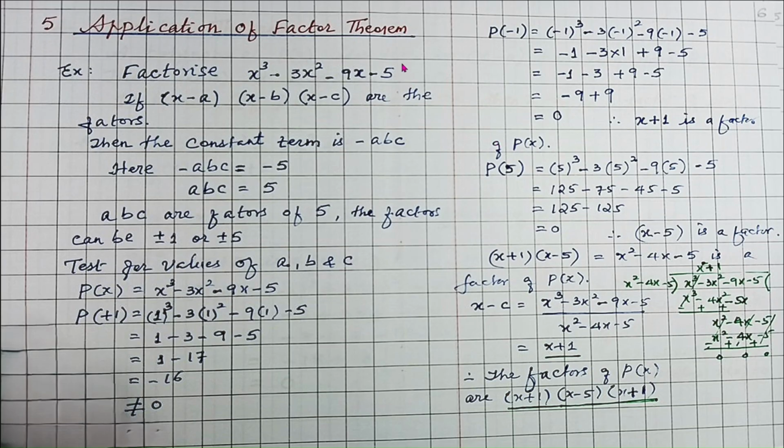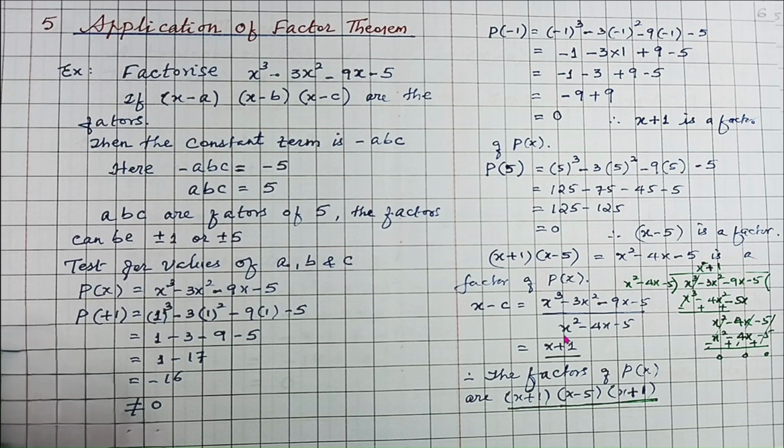If this is a factor of this, when I divide this by x squared minus 4x minus 5, the remainder has to come 0. Let us see how it is done. Let us go by long division method. So when I divide x cube minus 3x squared minus 9x minus 5 by x squared minus 4x minus 5, we find that we get the quotient as x plus 1.